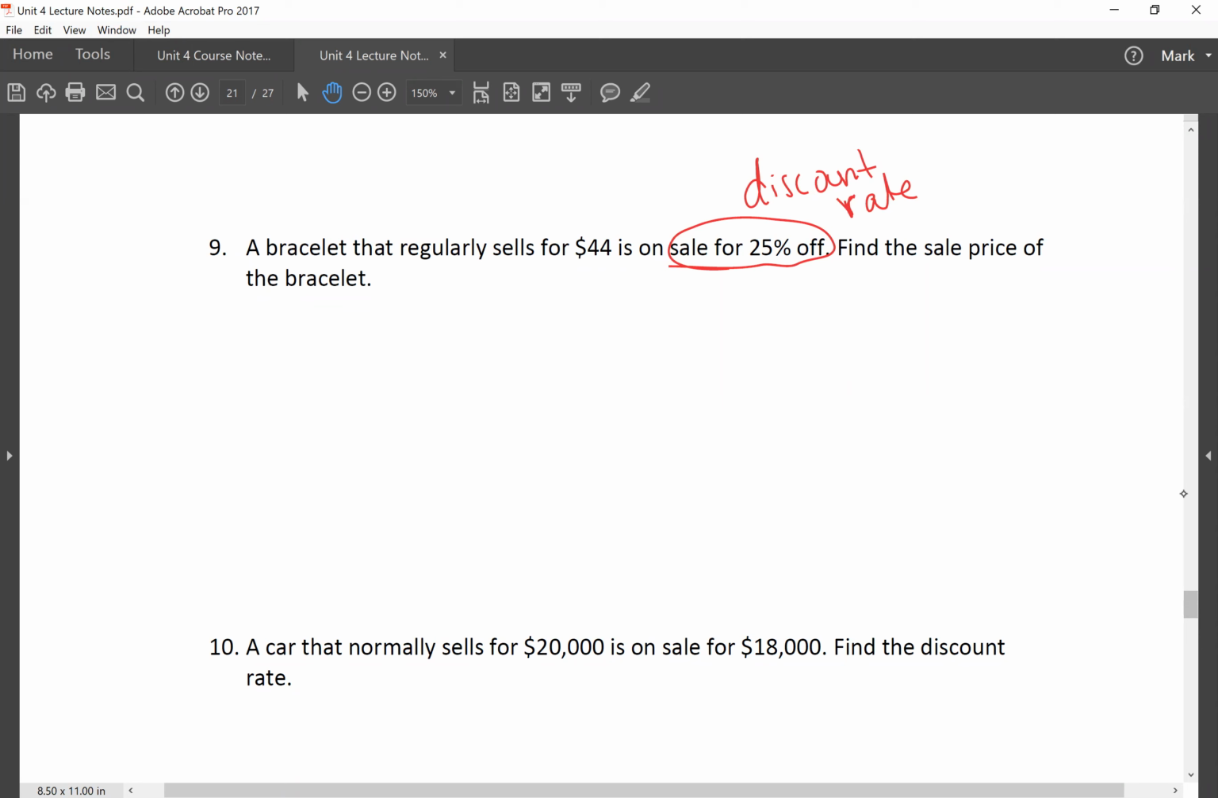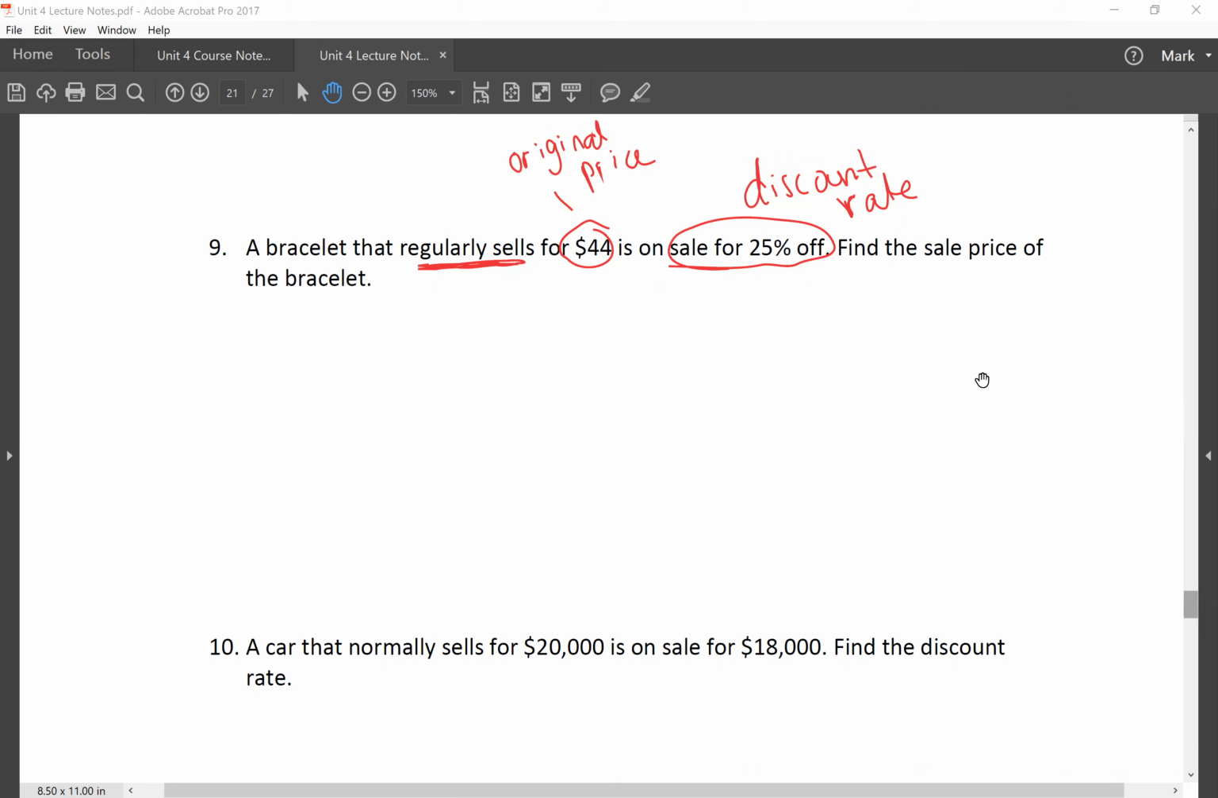So the discount rate is 25%. Find the sale price of the bracelet. Now, you might be tempted to call this the sale price, but you have to be careful with the language here. This is the selling price. We would call this the original price. This is what this originally sells for. Okay, the original price is 44. It's on sale for 25% off. What's the new price? And Kalsum says 33, which I think looks pretty good.